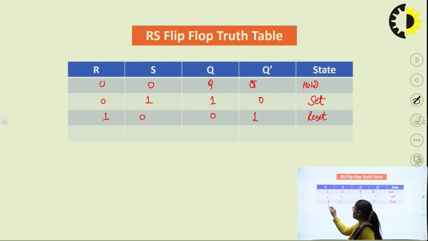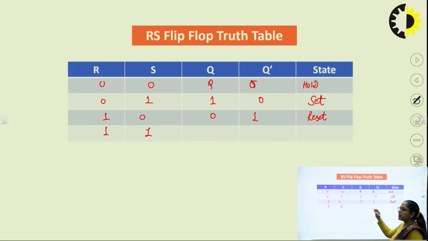For instance, if both the inputs are 1, then both the outputs tend to be similar, which is not possible because both are complement to each other. So, this is called the invalid state, and we generally avoid this particular input combination for the SR flip flop.